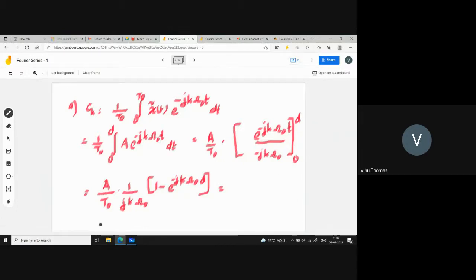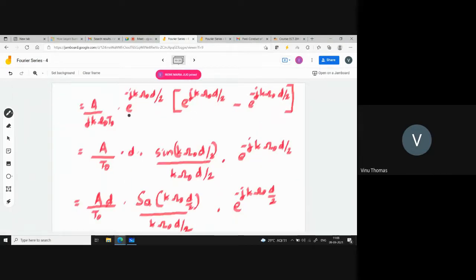which evaluates to A by T0 into, within limits, e raised to minus jk omega naught t by minus jk omega naught, between 0 to D. I will write this as A by T0 into 1 by jk omega naught into 1 minus e raised to minus jk omega naught D. See how we progress now.